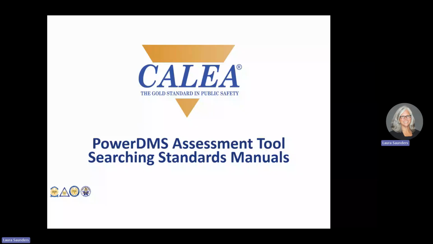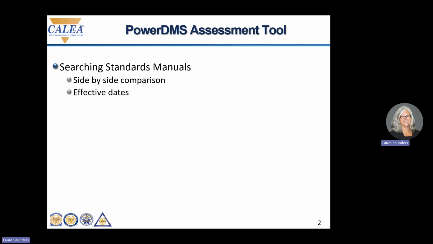In this video, we're going to take a look at searching standards manuals within your PowerDMS. In addition to searching the standards manual, we'll also look at how to do side-by-side comparison, which will be very helpful to see what the changes are when there's updates made to standards, as well as to see when those effective dates are. If you ever have any questions or need assistance in navigating your PowerDMS site, please reach out to PowerDMS support through their email or phone number, and your regional program manager is also a really good resource.